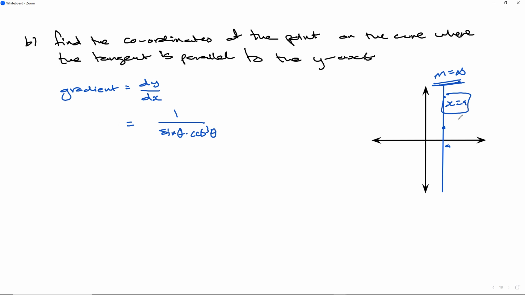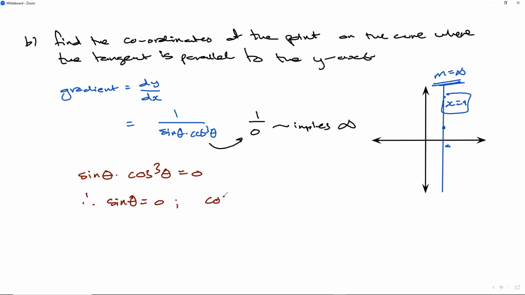And in order for this to be infinite, we know we have to divide by 0. That implies infinity, right? The gradient would be infinite, which means that if the denominator is 0, then technically whatever theta value makes it possible is the answer. So sine theta times cos cubed theta has to equal 0. And so therefore sine theta equals 0 and cos cubed theta equals 0.